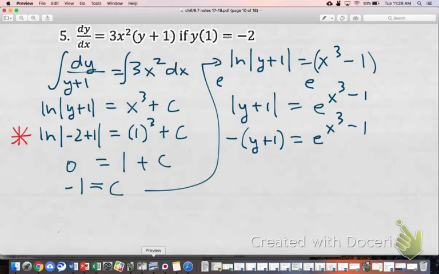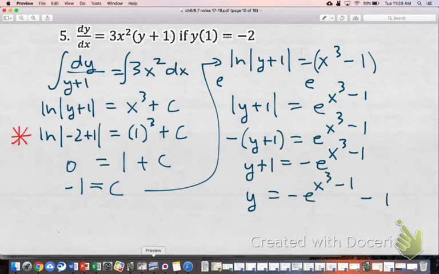Yep, exactly right. So to solve this, I'll just divide the negative over. This gives me y plus 1 equals negative e to the x cubed minus 1. And then I would finish by subtracting 1. Be careful with your bases and your exponents. It's really easy for an exponent to migrate down or up. The exponent is x cubed minus 1, and then there is an additional minus 1. If you did not handle the absolute values very well, you probably ended up with just positive e to the x cubed minus 1.